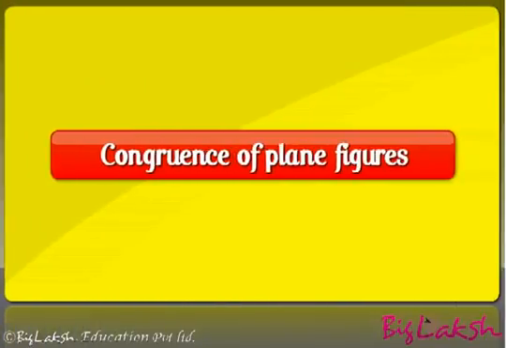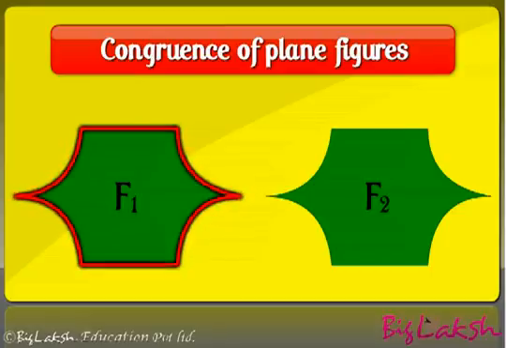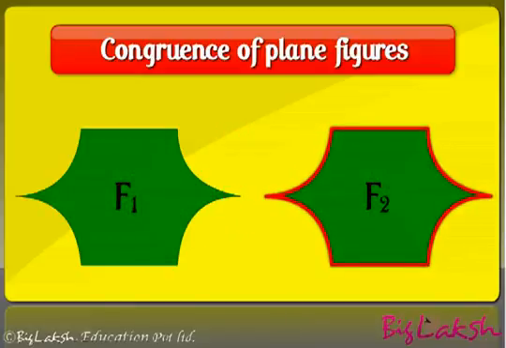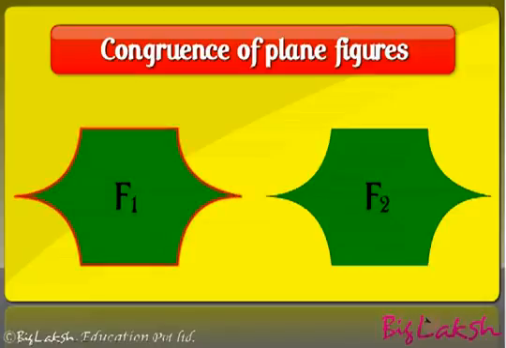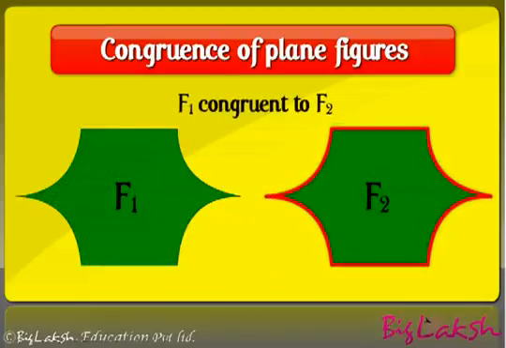Now let us discuss congruence of plane figures. Look at the two figures given here. Are they congruent? We can use the method of superposition. Take a trace copy of one of them and place it over the other. If the figures cover each other completely, they are congruent. In figure, if figure F1 is congruent to figure F2, we write F1 is congruent to F2.